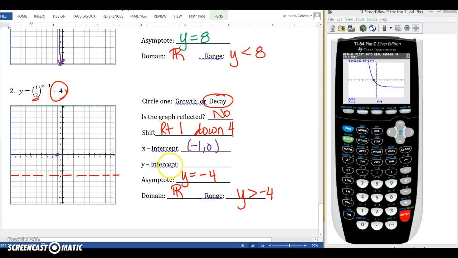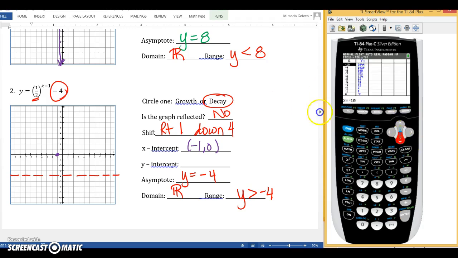To find my y-intercept, I'm going to go to the table, so second table. Arrow down just a little bit. Okay, it looks like I have a y-intercept at 0, -2. And from there, maybe grab a couple more points off the table to help me finish my graph. Looks like -2, 4 would be a good option. I have a good option at 1, -3, and that's probably enough to get going.